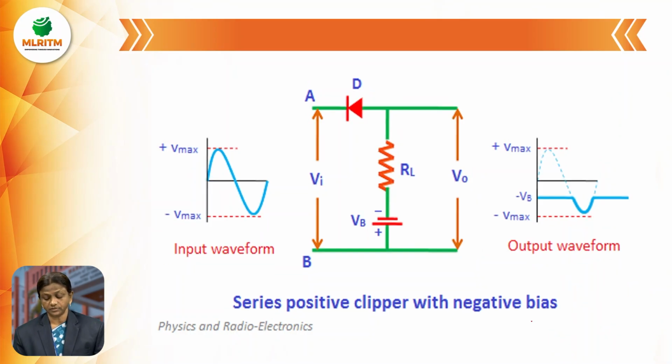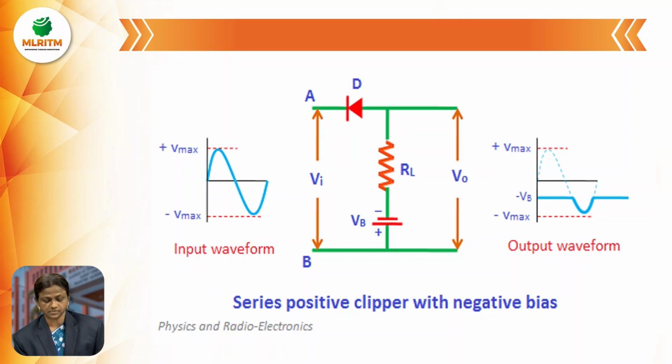Next one, series positive clipper with negative bias. It means connecting one reference voltage or biasing voltage in series to the diode D through RL. Why is it called negative bias? The negative terminal of the battery is connected to the anode of diode D, and the positive terminal is connected to ground. That's why this is known as a series positive clipper with negative bias.